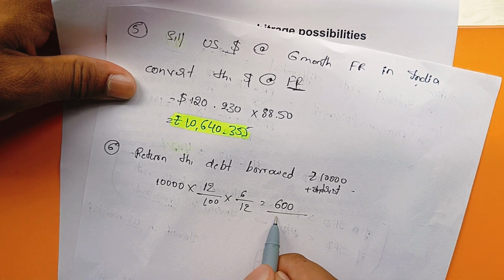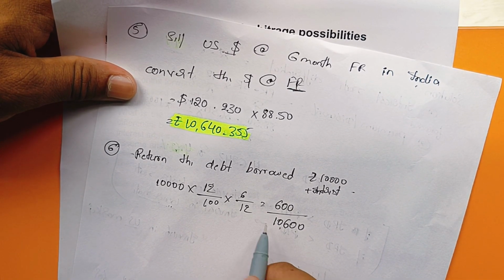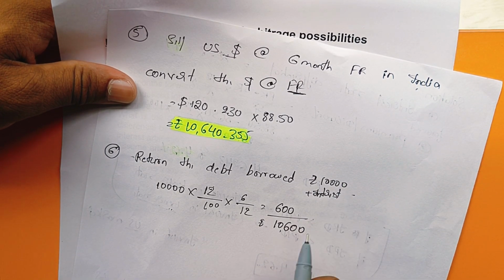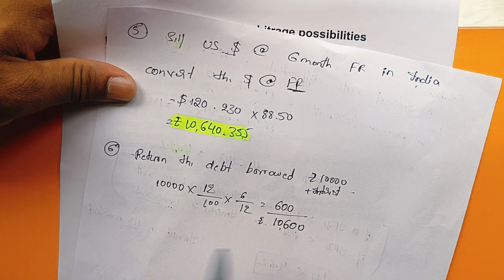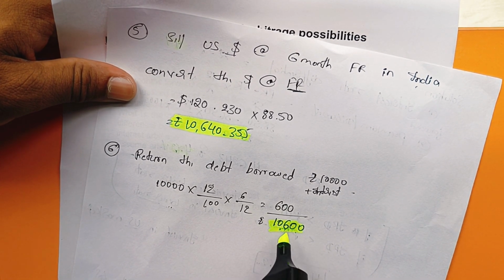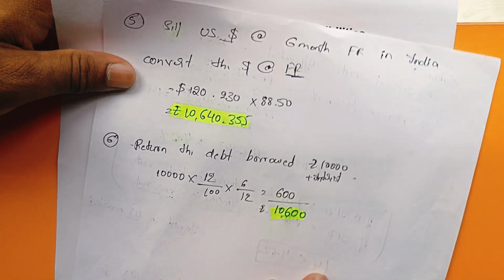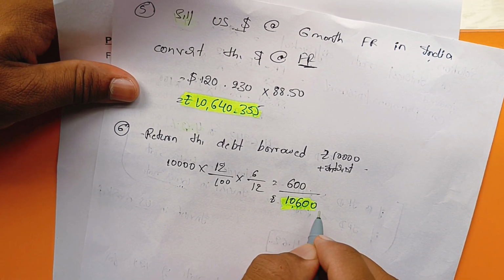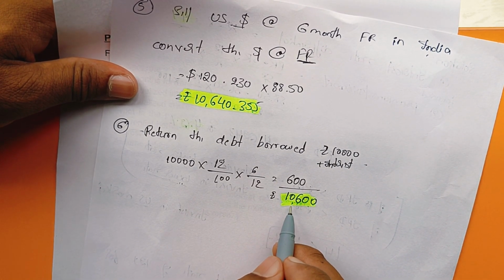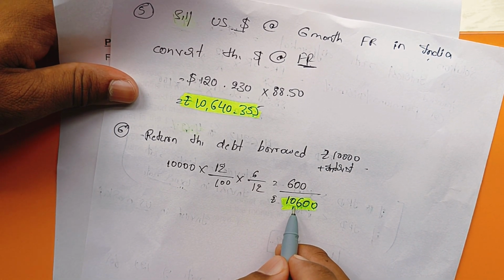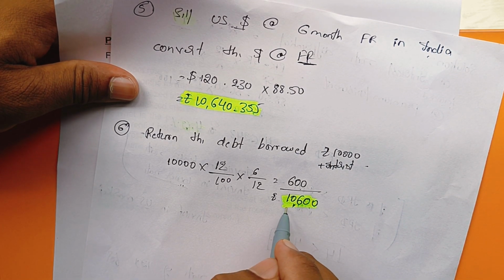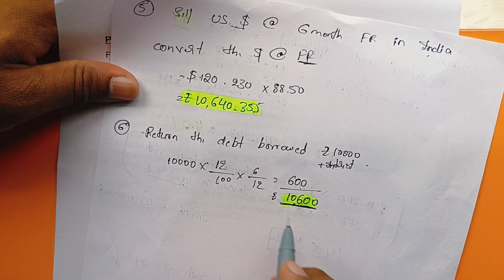10,000 plus 600 equals 10,600. This much was the amount. We borrowed a loan of 10,000 plus we paid interest of 600. Total is 10,600. This much amount we need to return. This was the amount we need to pay back. Understood? We borrowed 10,000. For that we are paying interest of 600. Total amount is 10,600. This amount we need to return in India.